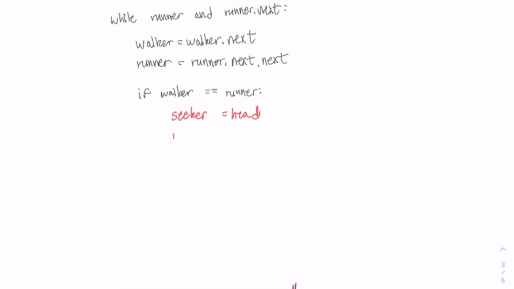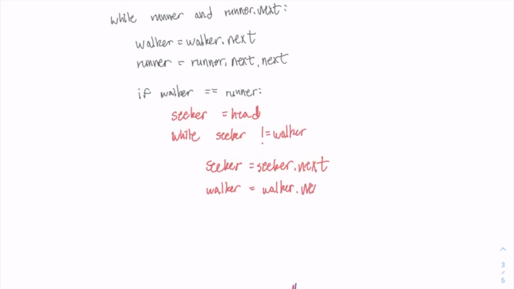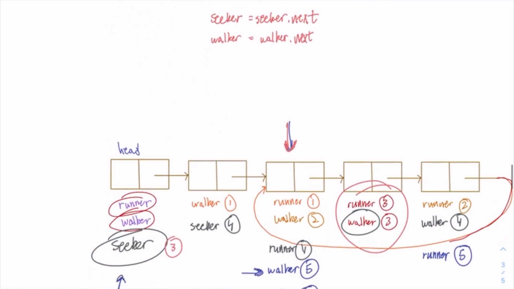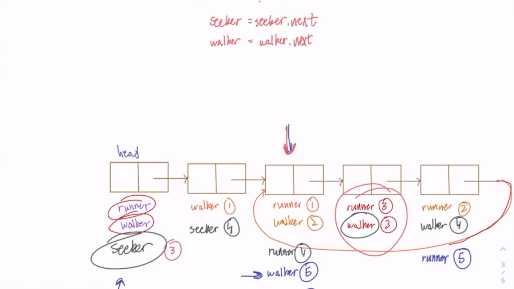And what's the next step? Well, we have to create a second while loop. While seeker is not equal to walker, this is an exclamation point. While seeker is not equal to walker, we make seeker increment to seeker dot next, and we make walker increment to walker dot next.